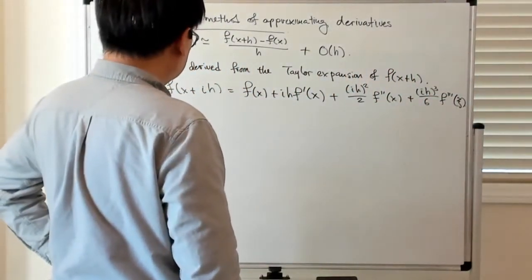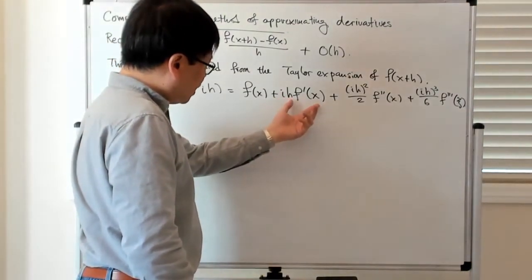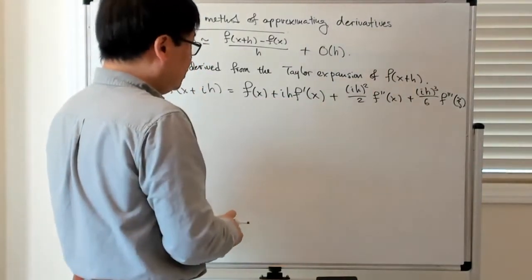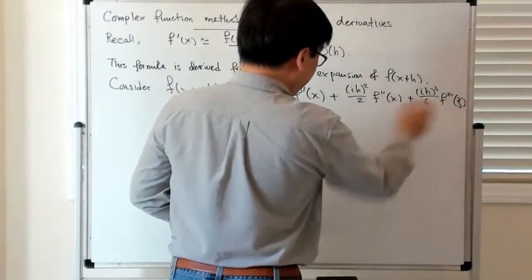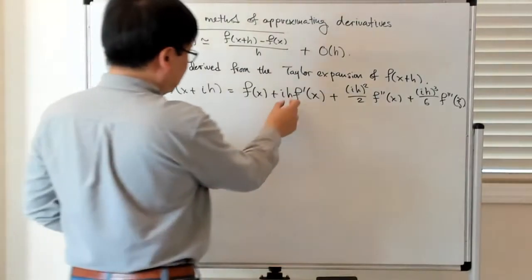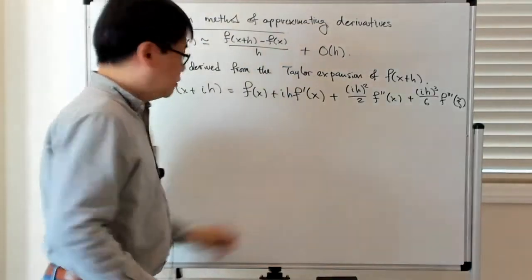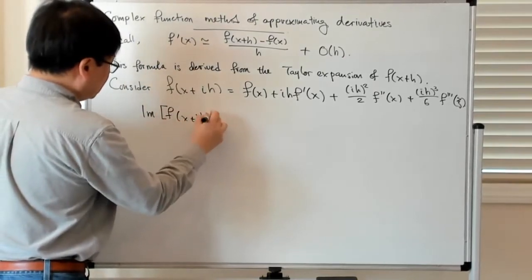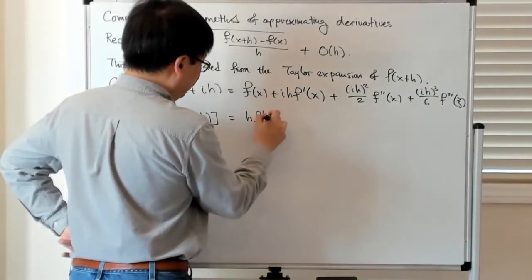Okay, so what should we do now? We want to have an approximation of f prime. The f prime is here, but you have a complex number now. And the nice thing, of course, is that these are all the derivatives of f, all real valued things, and the complex part just comes from these coefficients here. So I can take the imaginary part of this equation. I take the imaginary part of f of x plus i h, and that drops off the first term. This is equal to h times f prime of x.